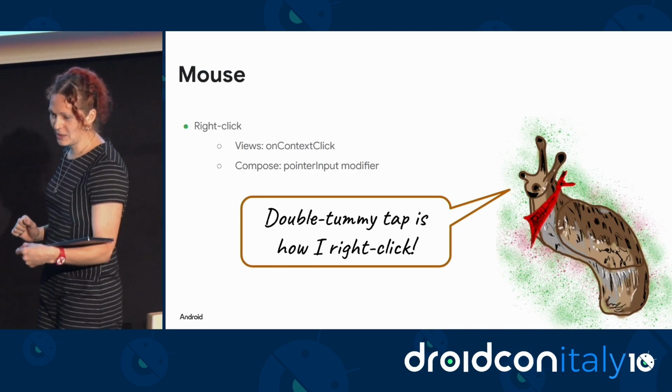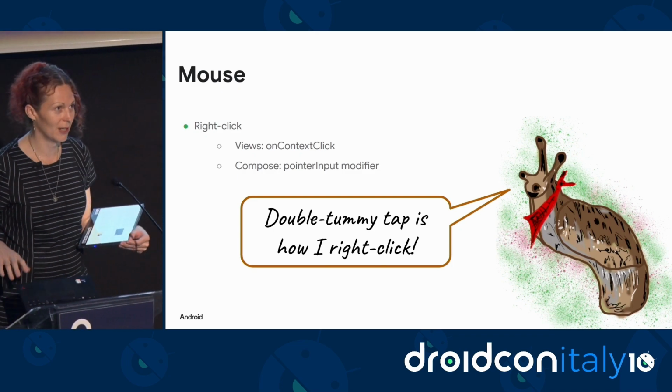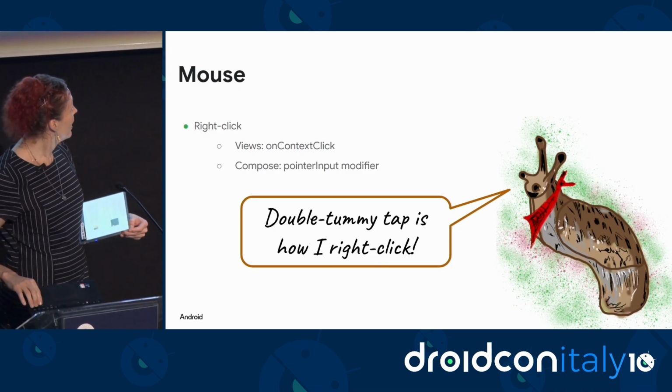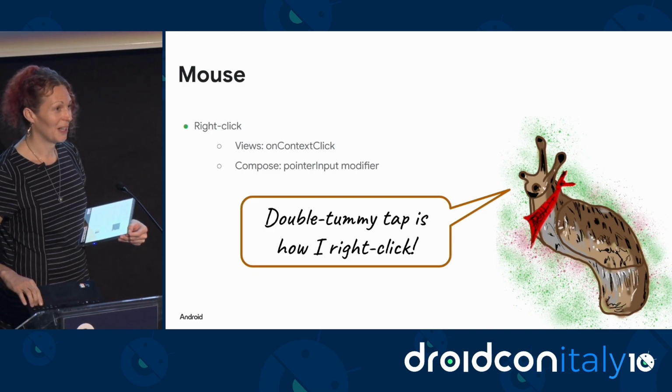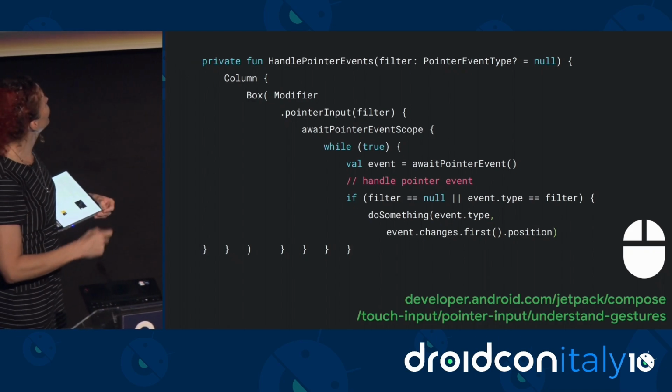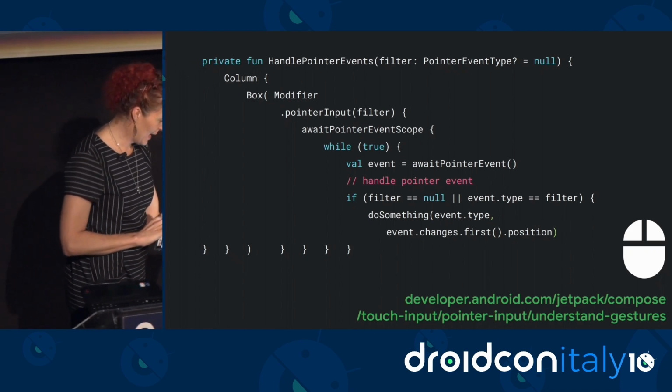And this is quite easy with views. There's a method called onContextClick. It works for long press and right click. And we need that in Compose. And I filed a bug, but we don't have it yet. So for Compose, you need to do a bit more advanced.